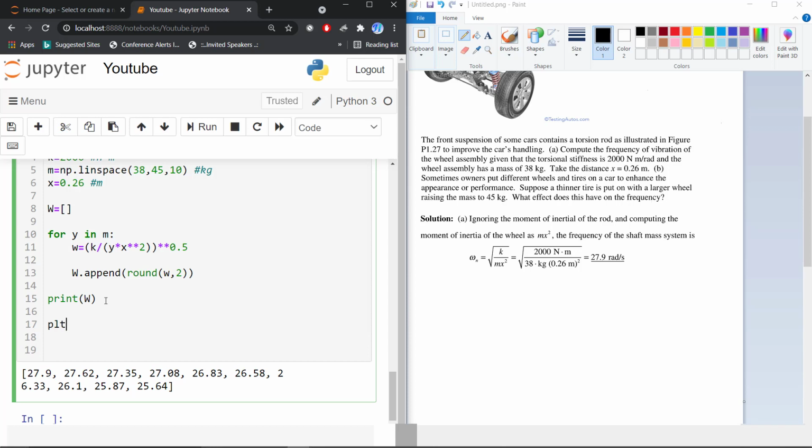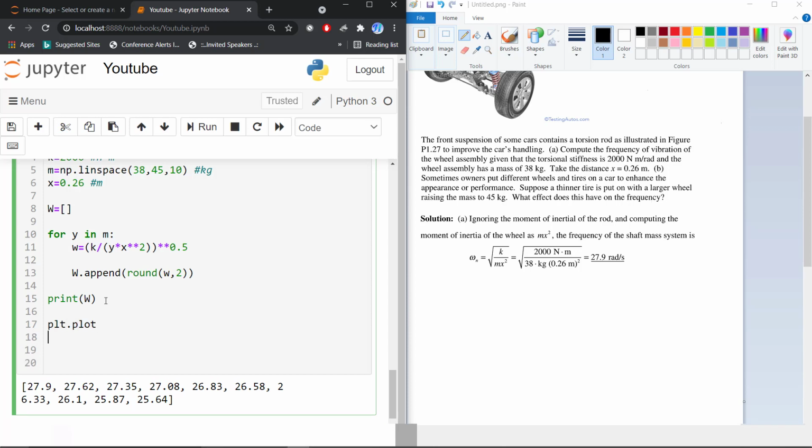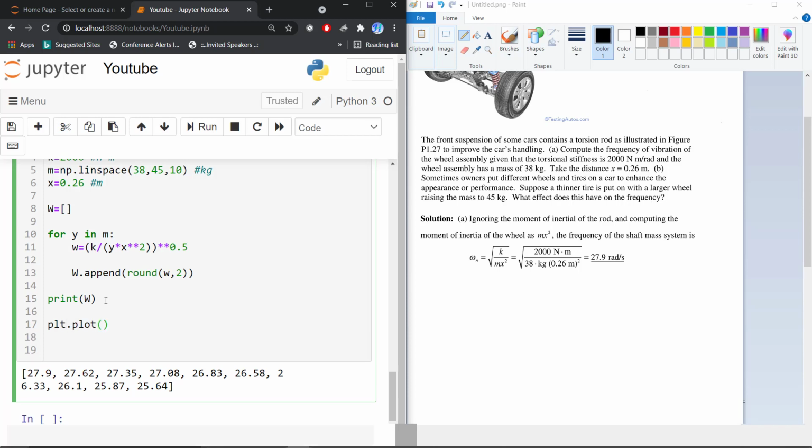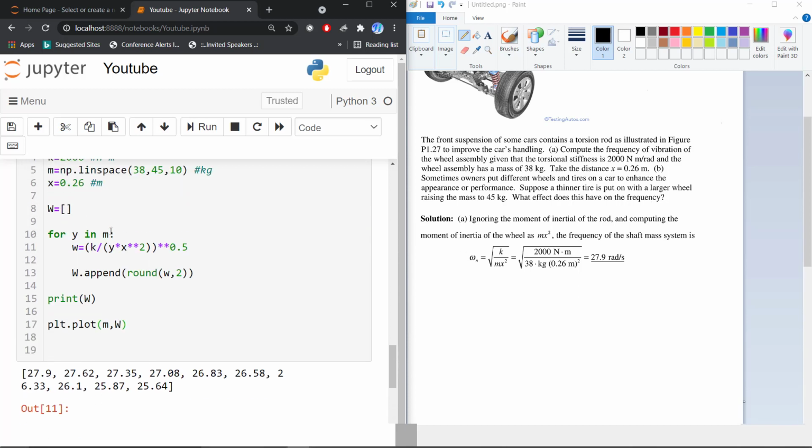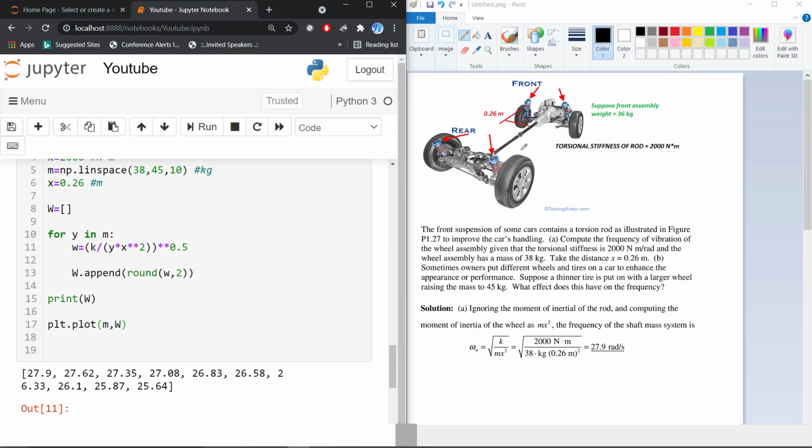Now we'll plot with plt.plot our m and w values, so it will give our graph of kg versus natural frequency. Here you can see that at 45 kg our natural frequency is reduced to 25.64 radian per second. This is one example of increasing the mass of this front wheel.